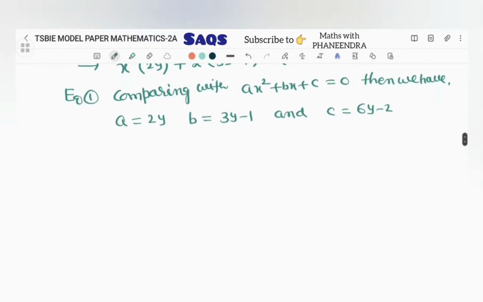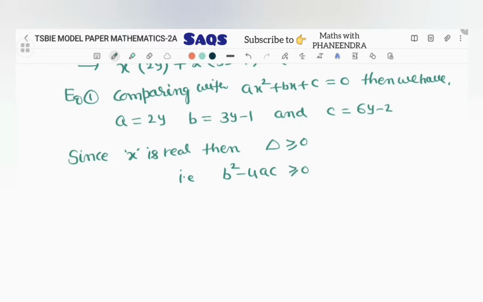Since x is real, range means real only, no? Since x is real, then the discriminant of the quadratic equation should be greater than or equal to 0. That is, discriminant means b square minus 4ac is greater than or equal to 0.